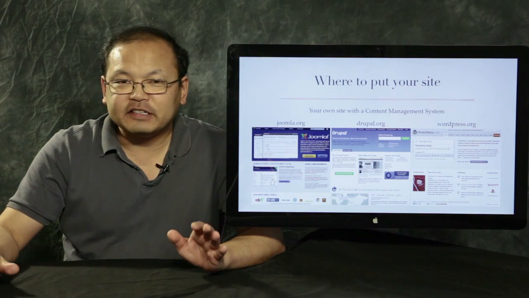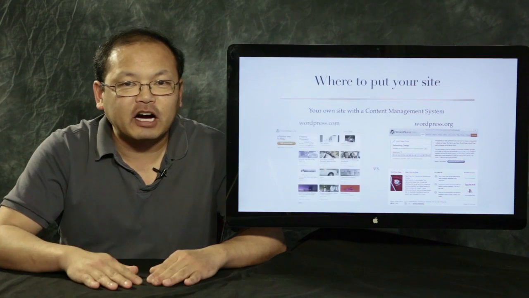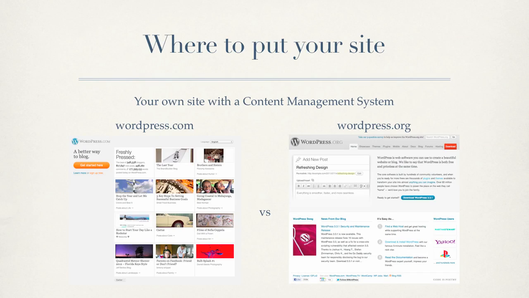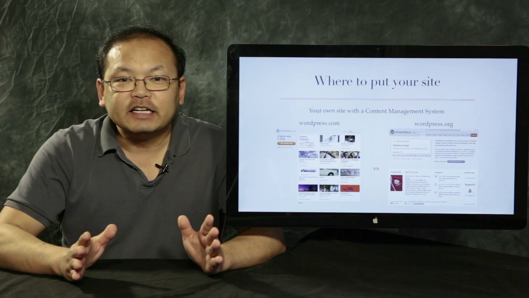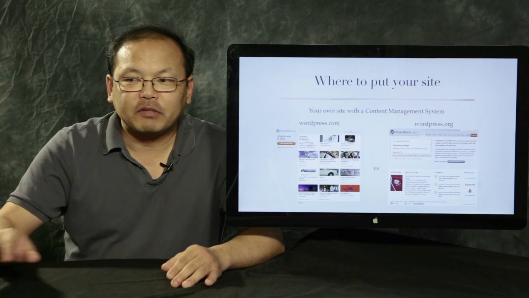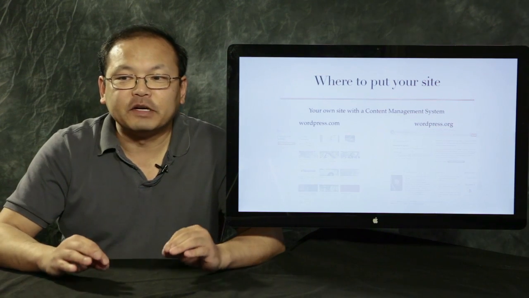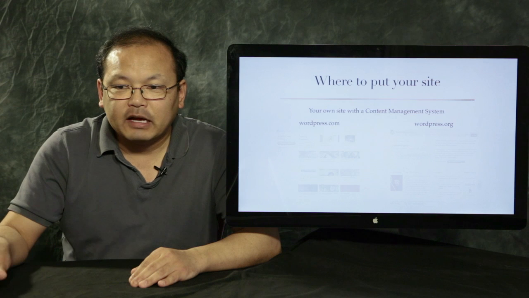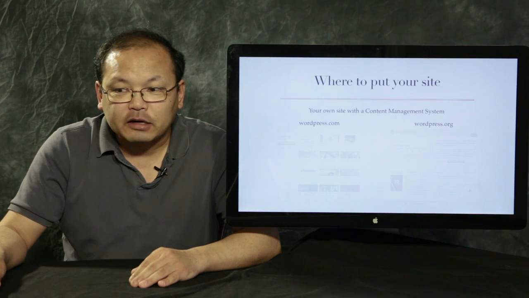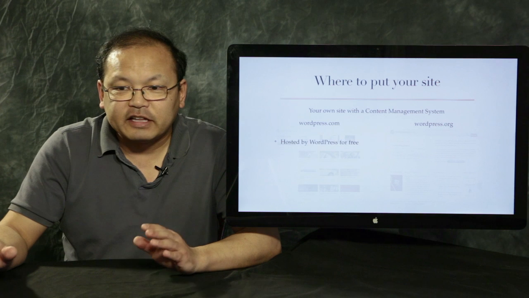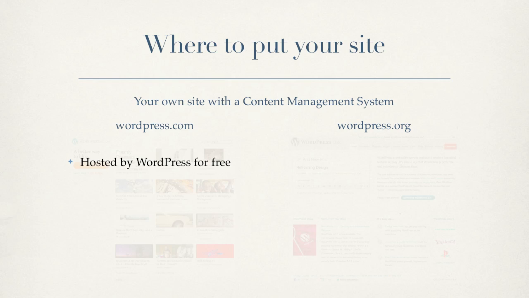So now I mentioned the difference between WordPress.com and WordPress.org, and why there's a little confusion there. WordPress.com is the free blogging service. WordPress.org is the CMS that you can download. And so they are basically the same company, but two different ways to work with them. Now, WordPress.com has the advantage that WordPress, the company, hosts your site for free. They handle all your bandwidth, they handle all your storage.